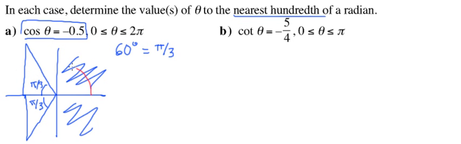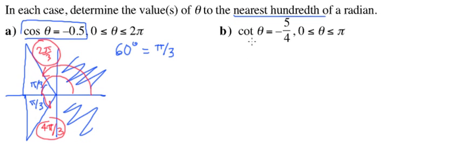The rotation angles, starting at 0 and going counterclockwise, will be either 2 pi by 3 up top, or get around to pi and keep going another pi by 3. That takes you to 4 pi by 3. So there's our two solutions.